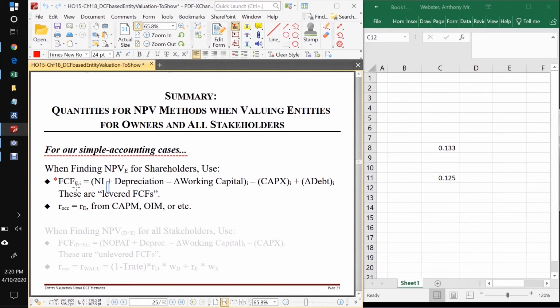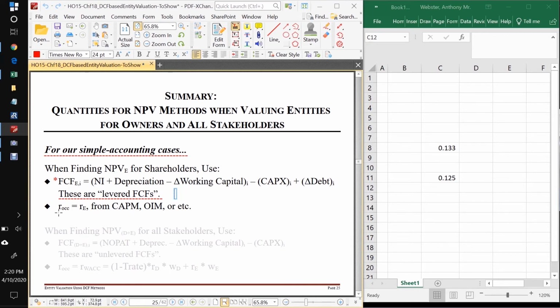Free cash flow to owners in year i is going to be net income in that year, plus depreciation in that year, minus changes to working capital in that year, minus capital expenditures in that year, plus any changes to the debt in that year. And again, these are what we call the levered cash flows. They're levered because they come after we pay interest. They represent and include the effect of that leverage, of having to pay that interest, okay?